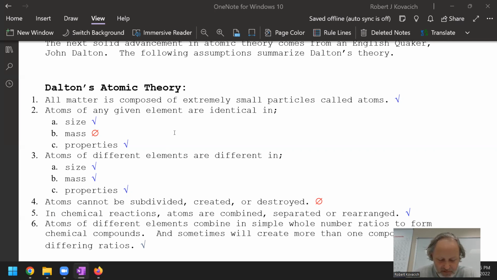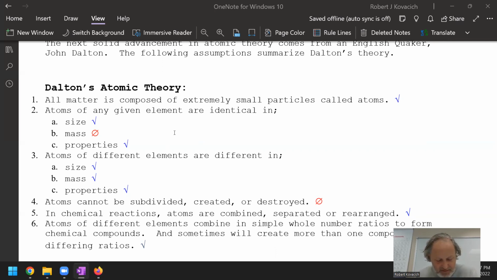Okay, atoms of different elements are different in their size, mass, and properties. That is true. They are different sizes, they are different masses, and they have different properties. So gold and copper are not going to have the same size, mass, or properties. They could have similar properties, but not the same exact. Atoms cannot be subdivided, created, or destroyed. So we know this one's not true because we can atom smash and separate them, but we also know that the atoms are protons, neutrons, and electrons.